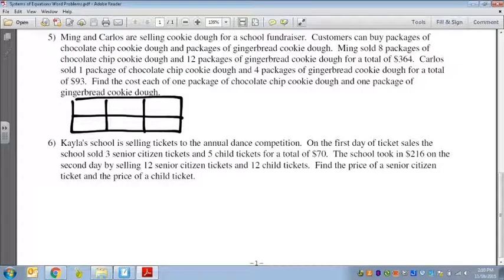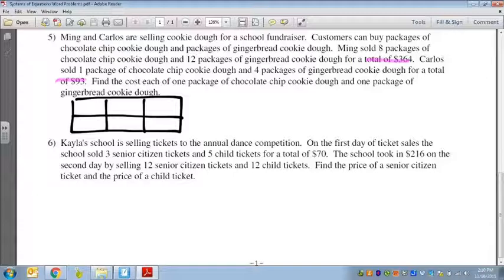Okay, so Ming and Carlos are selling cookie dough for a school fundraiser. Customers can buy packages of chocolate chip cookie dough and packages of gingerbread cookie dough. How appropriate since Christmas is right around the corner. Ming sold 8 packages of chocolate chip cookie dough and 12 packages of gingerbread cookie dough for a total, totals are important, I always like to highlight those, for a total of $364. Carlos sold 1 package of chocolate chip cookies and 4 packages of gingerbread cookies for a total of $93.